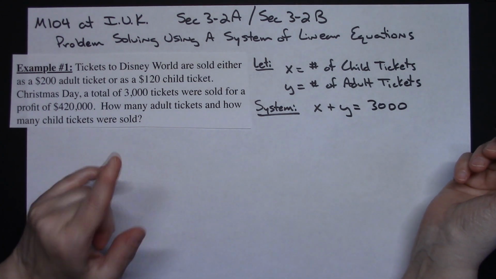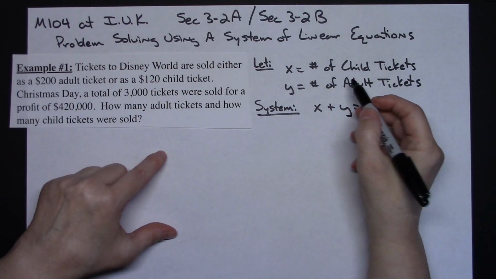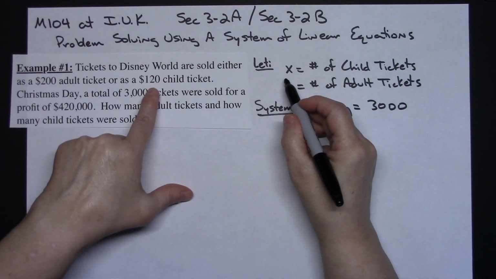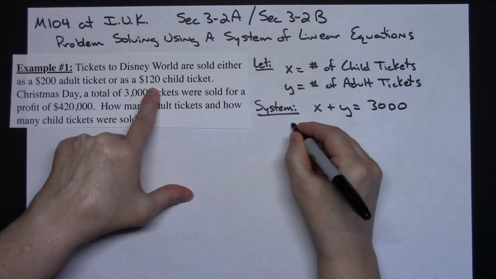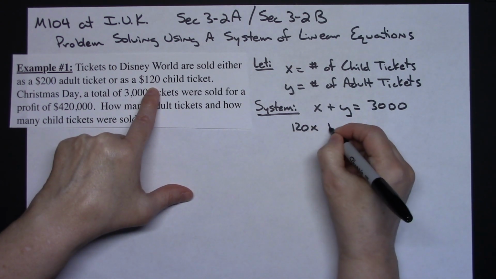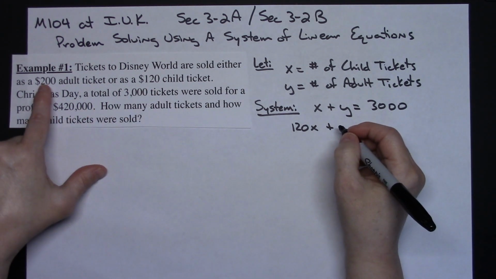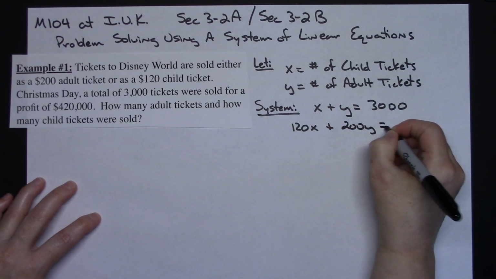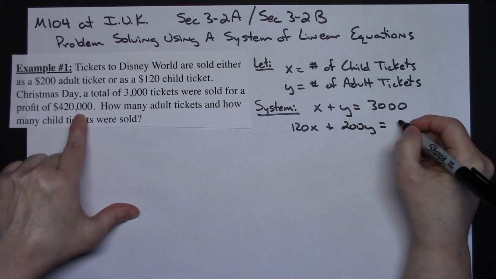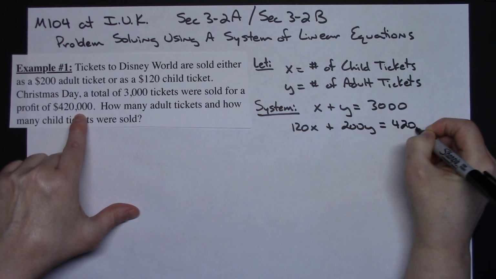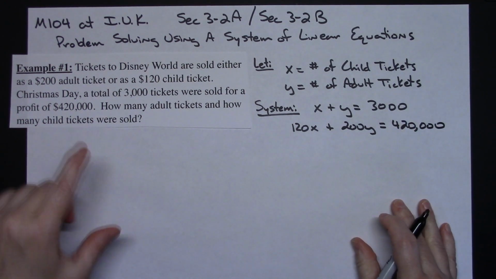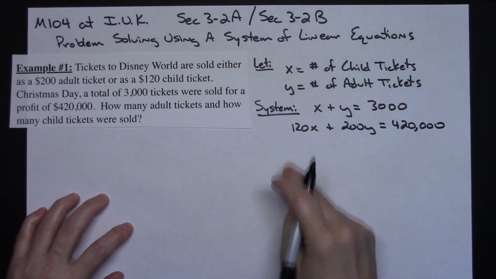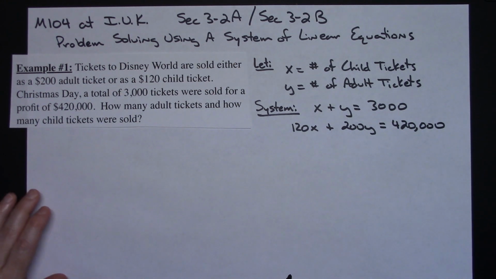Now I want to deal with the money. My child tickets are X, and each one of those costs 120. So my second equation is going to be 120 times X plus the adult tickets are 200, so 200 times Y, and they sold for a profit of 420,000. So there is my system that I'm going to solve.